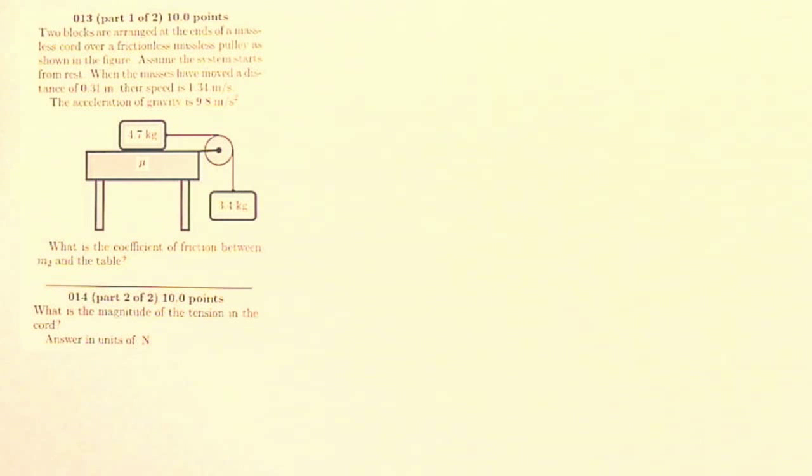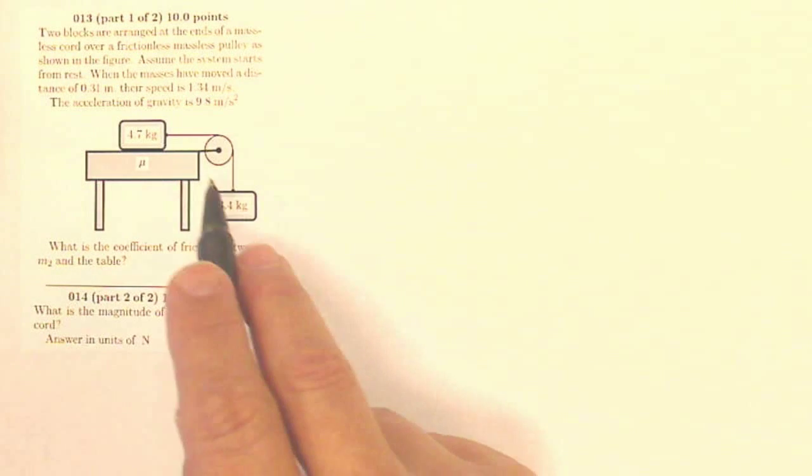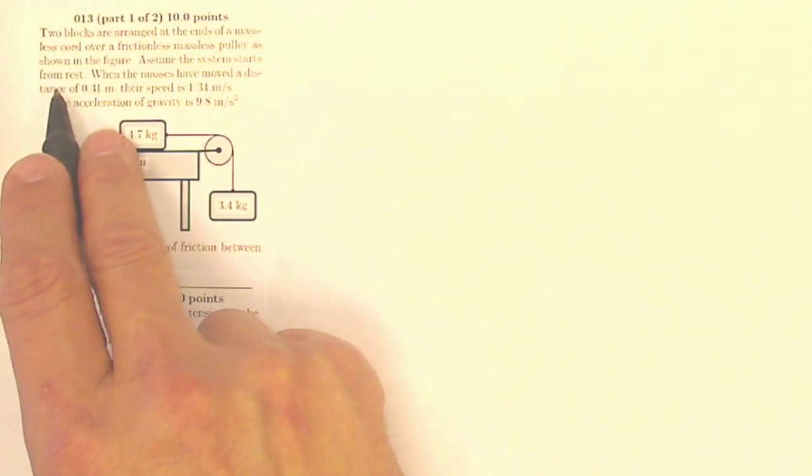This is physics homework number 11, questions number 13 and 14. Now the last question got pretty complicated with some forces in different directions and friction. This one does the same sort of thing, but now we're going to be looking for a coefficient of friction. So again, I have two blocks arranged at the end of a massless cord over a frictionless massless pulley. Assume the system starts from rest.